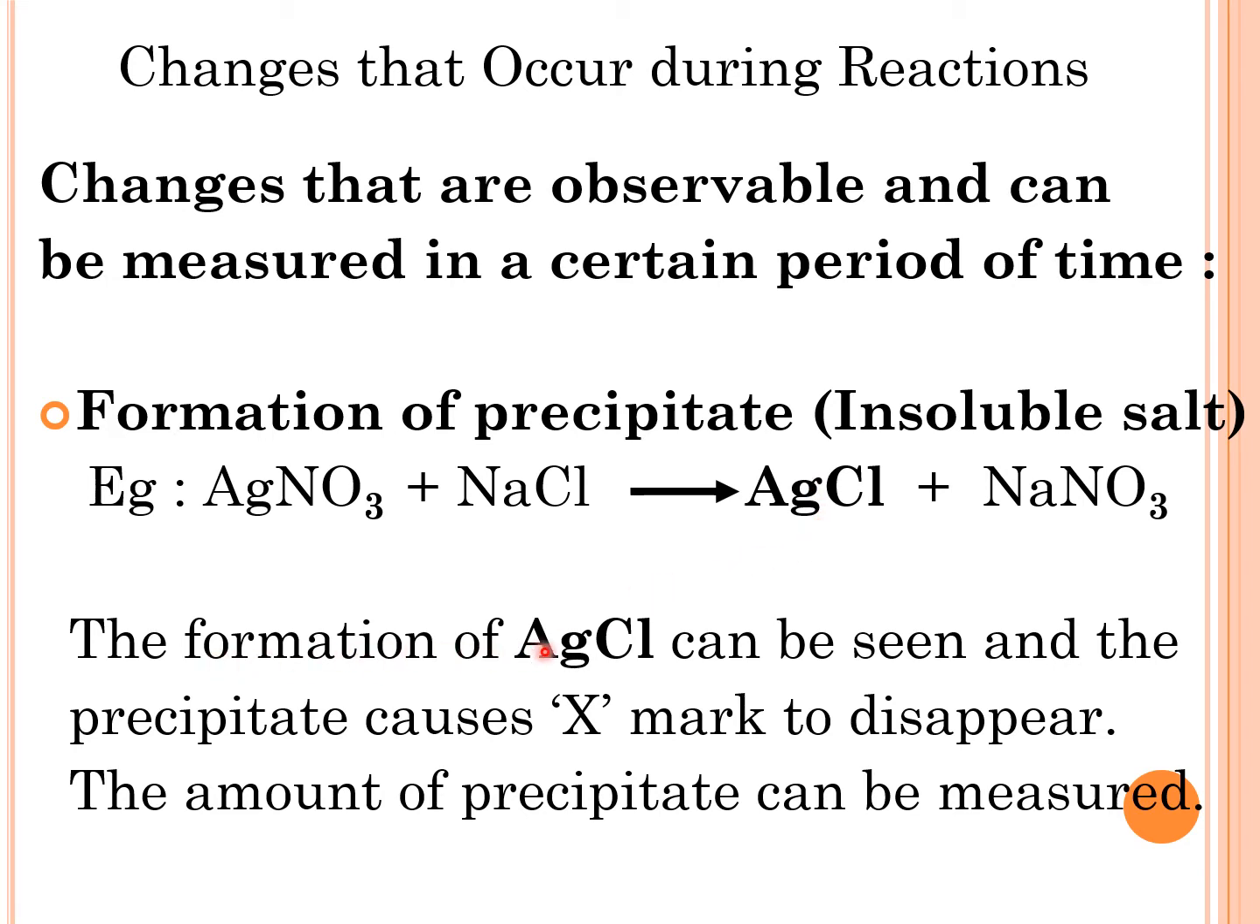The formation of insoluble salt, which is silver chloride, can be seen, and the precipitate causes the X mark to disappear from sight. The amount of precipitate can be measured. Okay, ini sebenarnya berdasarkan eksperimen yang kita akan buat. Kalau tak sempat, saya akan hantar video nanti.